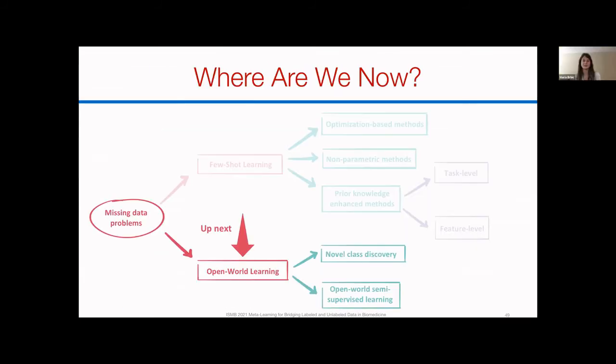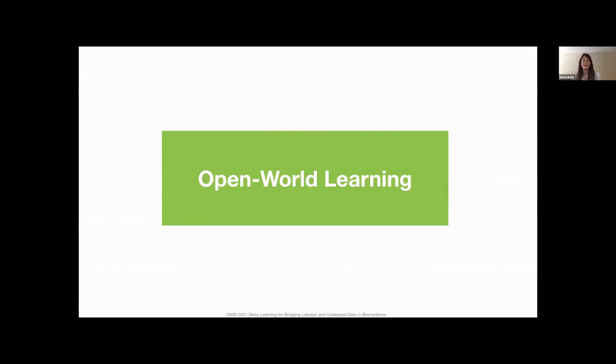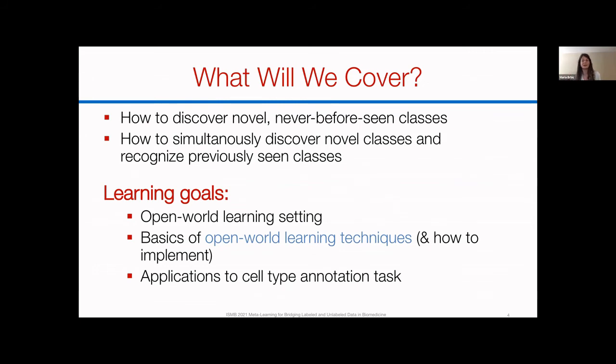So the next topic we will cover in this tutorial is open world learning. I will start and then Jure will take over. In this part of the tutorial, we will discuss how we can discover novel, never before seen classes. We will then go a step further and see how we can simultaneously solve both tasks: the standard supervised task of recognizing the classes seen during training, and also discovering novel classes. Our learning goals are to understand the concept and basics of open world learning methods and how we can implement them, and we will cover applications of these methods to single cell data sets on a cell type annotation task.